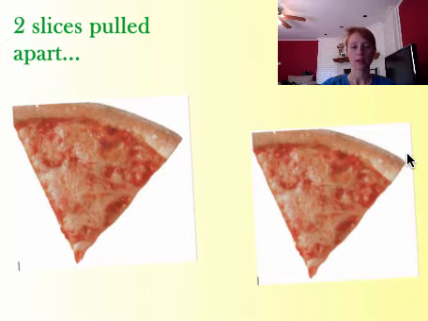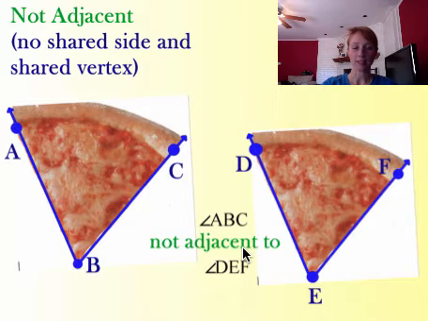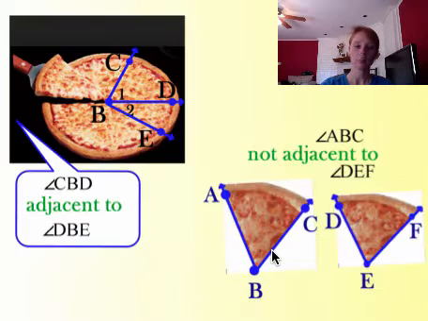Let's compare this to a couple of other slices of pizza. Let's imagine you've pulled your 2 slices of pizza apart. And we can imagine the slices are again angles. So we have angle ABC and angle DEF. Well, since neither of these angles share a vertex and share a side, these angles are not adjacent to each other. So angle ABC is not adjacent to angle DEF. Okay, so putting these side to side, we can say that angle CBD is adjacent to angle DBE. But by contrast, angle ABC is not adjacent to angle DEF.